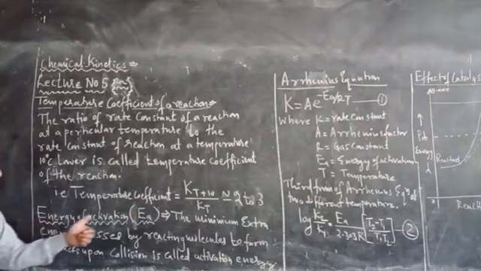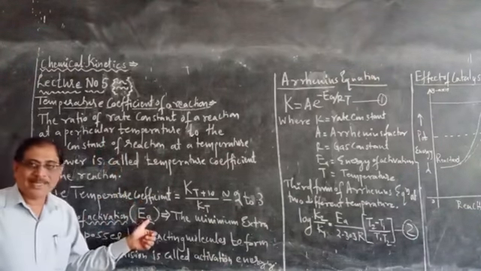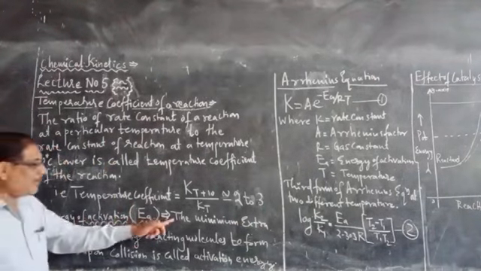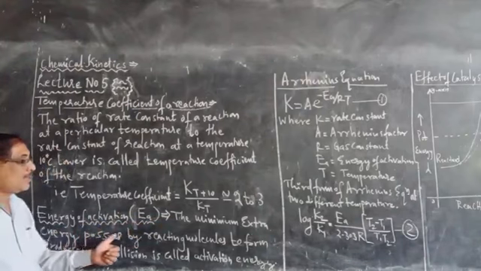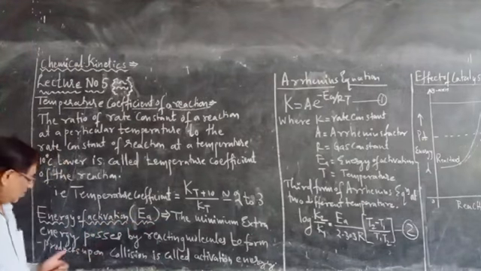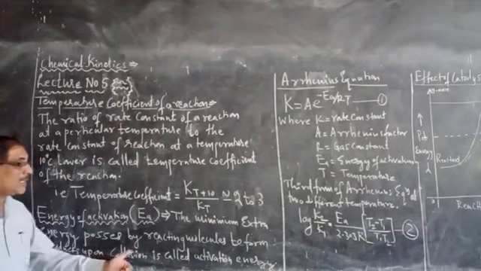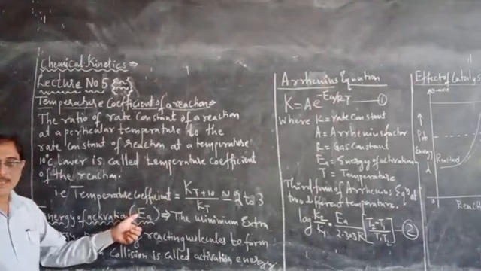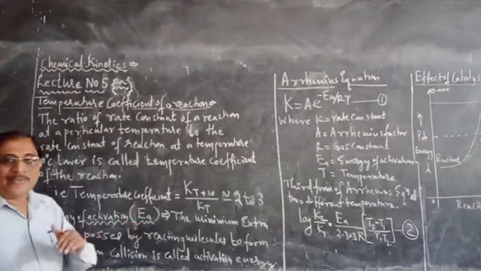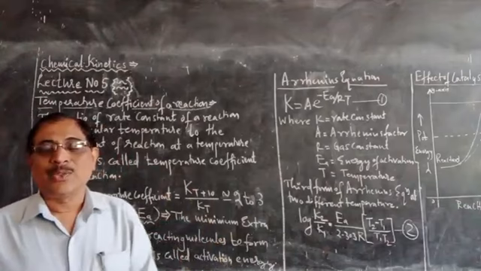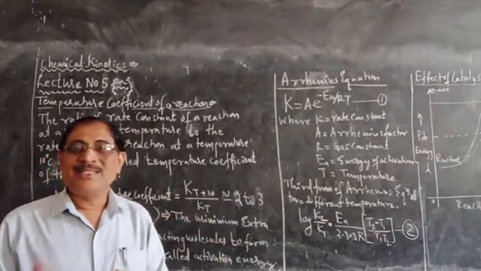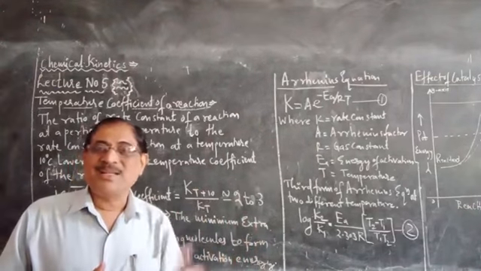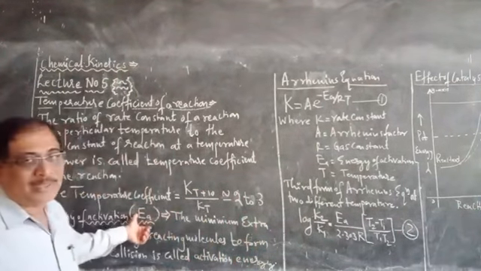Next is energy of activation. E is energy, A is activation. What is energy of activation? The minimum extra energy possessed by a reacting molecule to form the product upon collision is called activation energy, and it is represented by Ea. So whenever the reactant is converted into product, the energy possessed by the reactant in order to convert into product is called energy of activation.